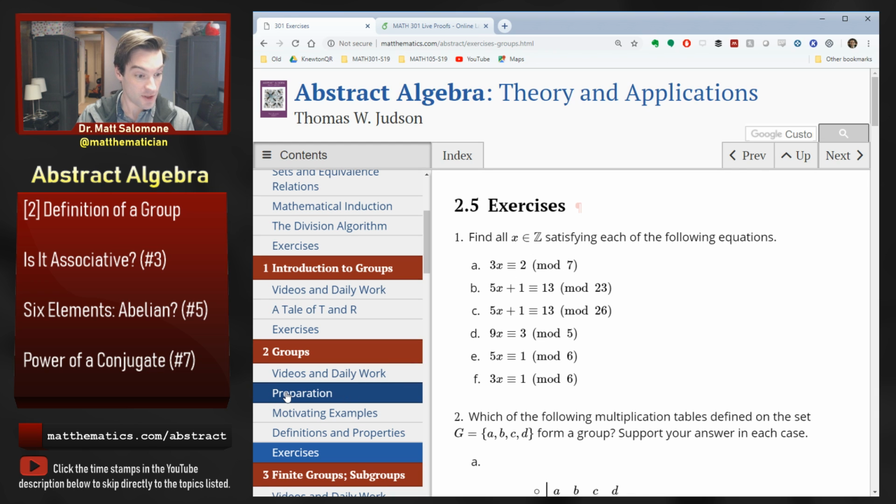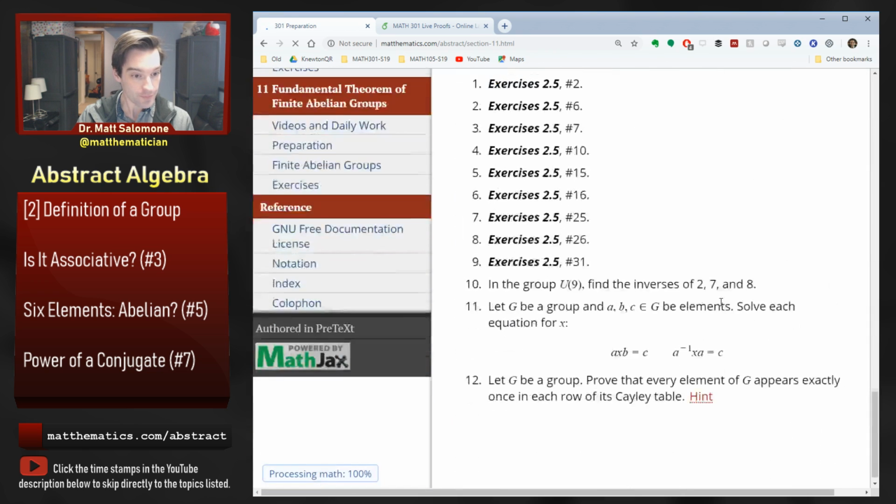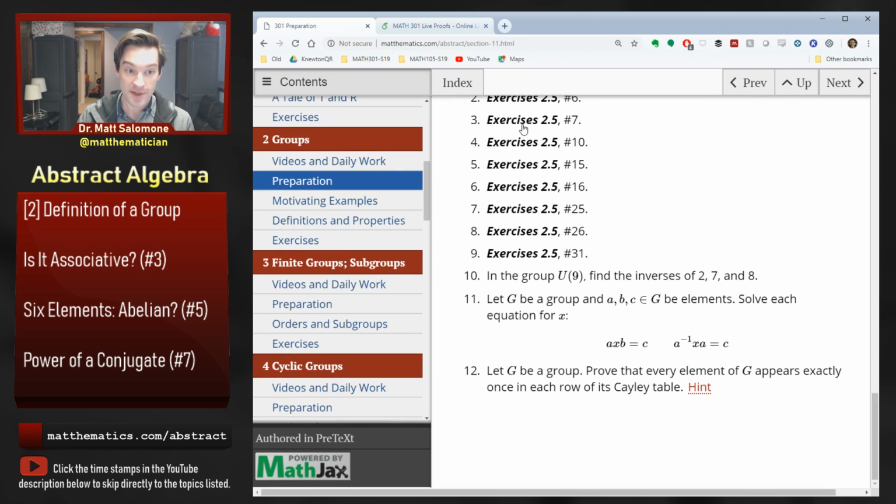So if we jump into there, our problem 3 is problem 7 in Judson's exercise set. So that's the first one I want to talk about. The second one is listed as our problem number 5 and is Judson's problem number 15.